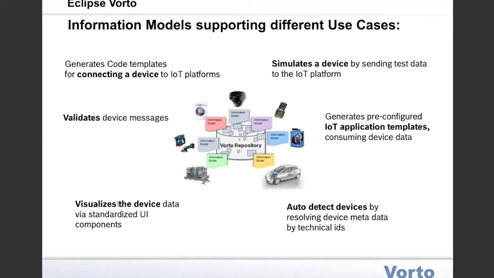On the other hand, you can use Vorto models to visualize the device data in a standardized way. Location, for example, can be standardized to be rendered in a map, in a Google map or so, or accelerometer data could be represented in a bar chart. Last but not least, you can use models to validate device messages. You want to make sure that the data that you send to the device is actually something that is valid. So you can use the information model to validate that.